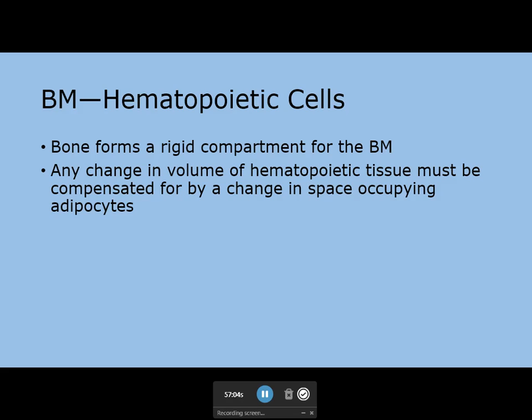Bone forms the rigid compartment of the bone marrow. Any change in volume of the hematic tissue must be compensated for by change in the space occupying it. That's one of the reasons, like we talked about in leukemias, okay? A lot of times what happens is you have what's called a hyperplasia of your bone marrow. The word hyperplasia means increase in numbers, okay? And so your bone marrow begins to increase, so therefore your bone has to increase, okay?